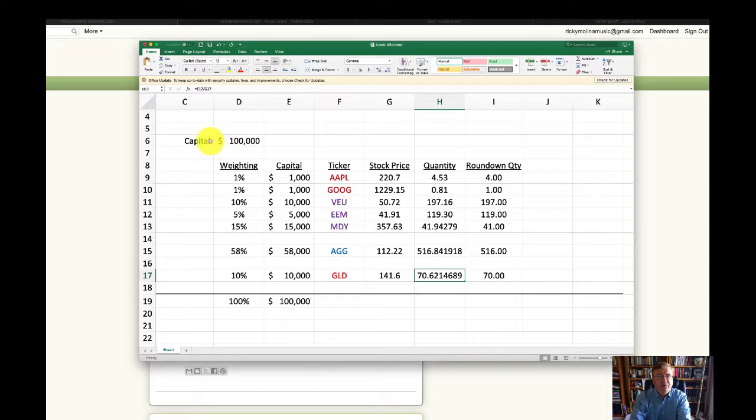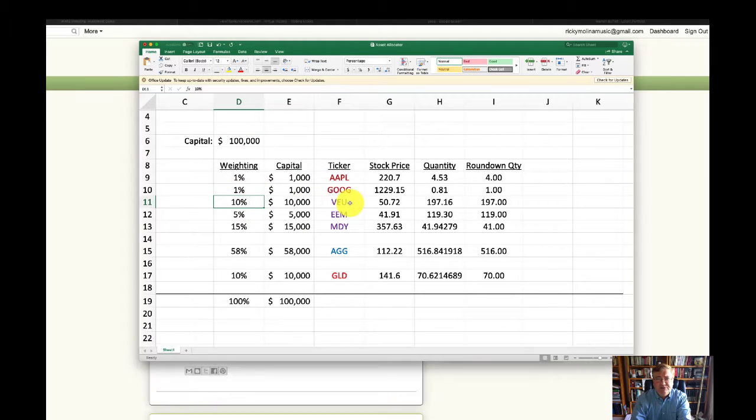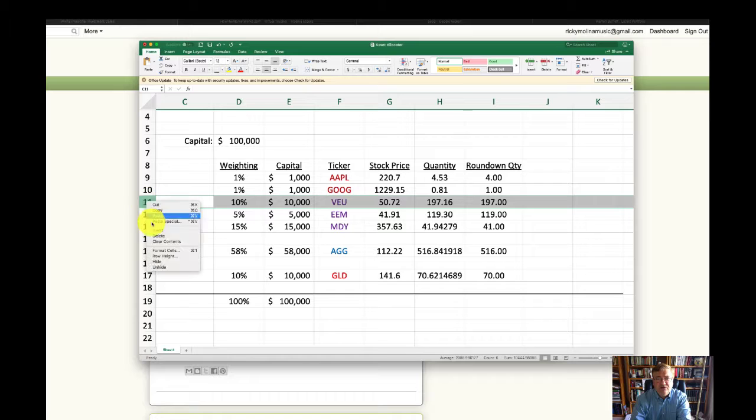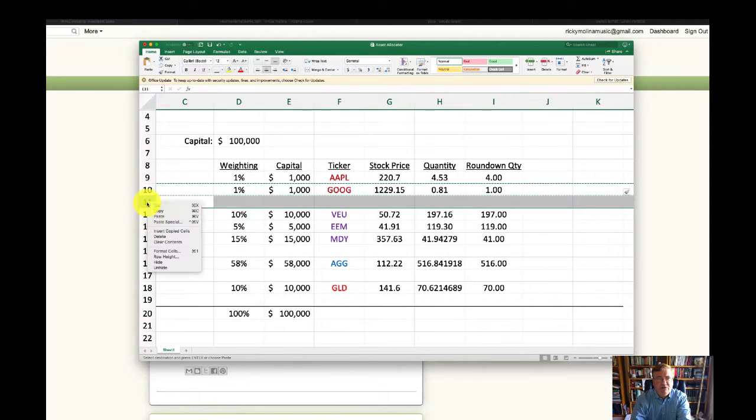Okay, so as you notice, I've got $100,000 in starting capital, and I've got my weightings here. Now, it's important that the summation of all your weightings, of all your positions, is going to equal 100% of your capital, which happens to be $100,000 in this case. What you may want to do, if you plan on adding stocks to your position, is just insert rows here and copy and paste the rows down below.